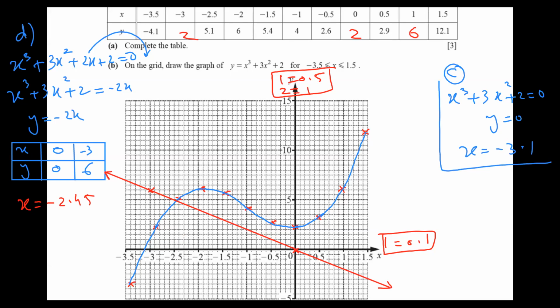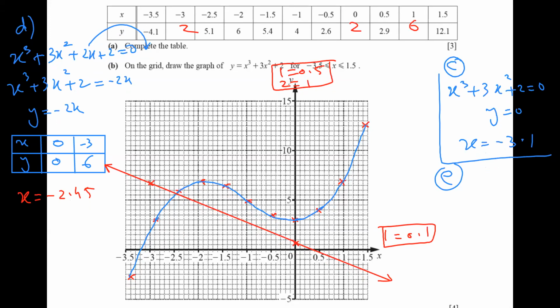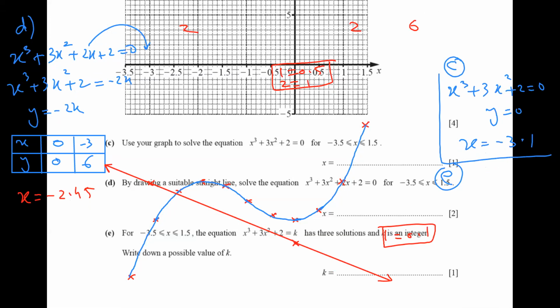Alhamdulillah, I finished C and D, and now I go for the E part, the last part. So let's discuss the E part. I believe up till now you're understanding well. So let's talk about the last part, and what he's asking here.